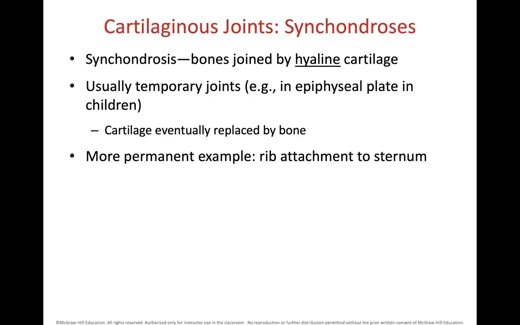A more permanent example is the ribs attaching to the sternum. So that's a synchondrosis. That cartilage does not turn into bone. It stays as cartilage your entire life.